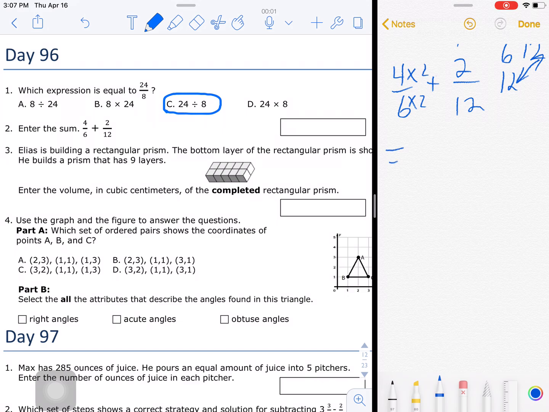So mathematically, as we look at this, I would need to make that an equivalent fraction. So 4/6 is the same as 8/12ths. 8/12ths plus 2/12ths. Now we have like terms or common denominators. So we add the numerators, and the denominator in this case stays the same.